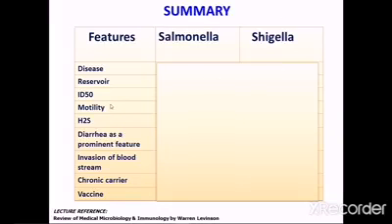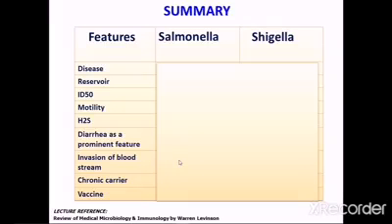Summary of Salmonella and Shigella. Typhoid fever in case of Salmonella, bacillary dysentery in case of Shigella. Reservoir: humans and animals for Salmonella, and only humans for Shigella. ID50 is high for Salmonella, and in case of Shigella it's low. ID50 is the 50% infectious dose. Salmonella is motile, Shigella is non-motile. Shigella does not produce H2S, whereas Salmonella does. Diarrhea is not a prominent feature in case of Salmonella. Yes, it is a prominent feature in case of Shigella.